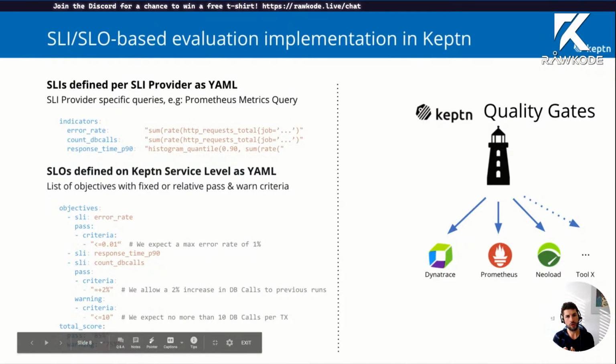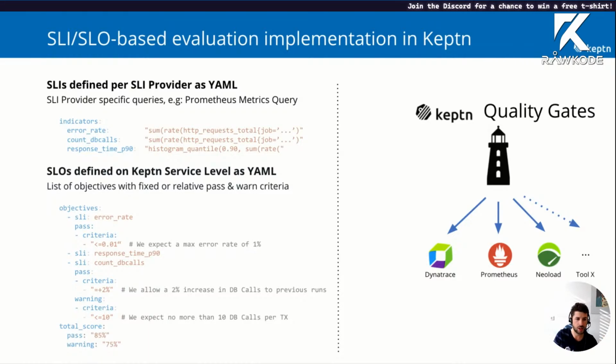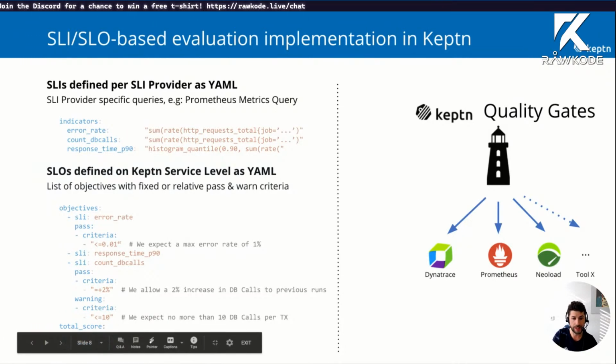And it's not that we only care about one objective and one SLI, but we can mix and match different SLIs. We can have absolute thresholds, we can have relative thresholds that will then be compared to previous runs. For example, the number of database calls is allowed to increase by 2% compared to the previous runs, but it also should stay within 10 database calls per transaction. So there are different ways to define this quality gate.